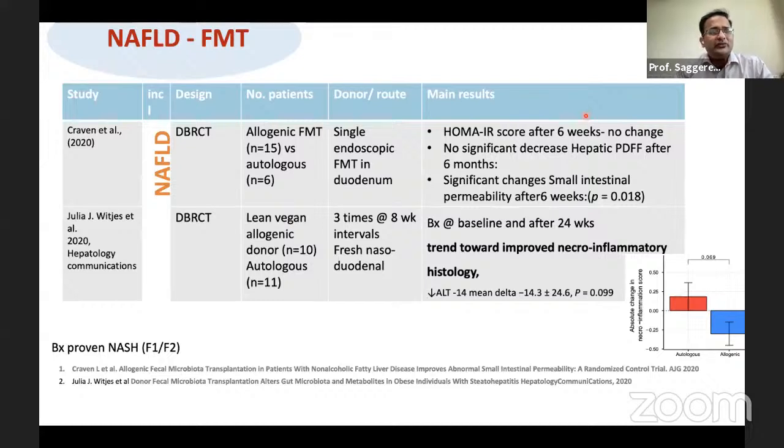There are only two studies which are published so far. The first one is a double blind, both are double blind randomized controlled trials.